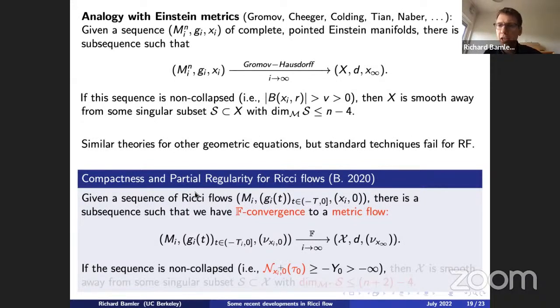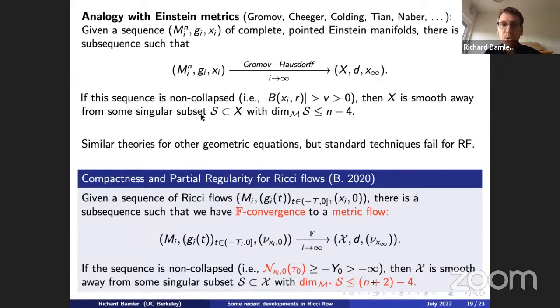So this is somehow related to Perelman's W functional, or his mu entropy. And that's a condition that's really ubiquitous in Ricci flow. So we have that very often. Then the limiting metric flow is smooth away from some singular subset S of codimension at least 4 in the space-time sense. Okay? And so here, since it's parabolic, we have to assign 2 points to the time direction, which is kind of natural.